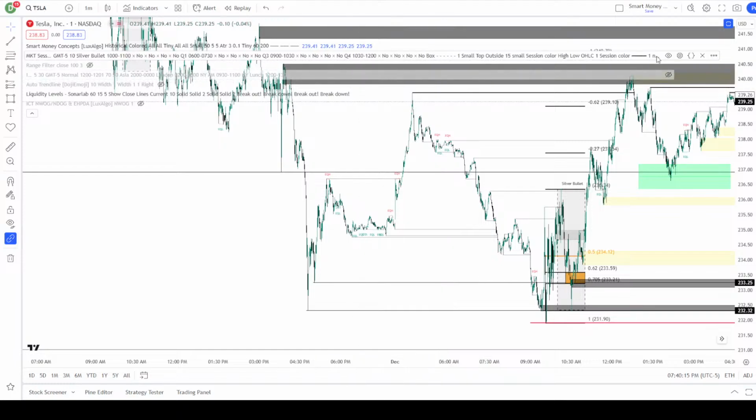Also, my silver bullet session, right? Again, another smart money concept. You see them turning on and off. That's the silver bullet time macro. There's going to be a good setup inside that time macro every single day.